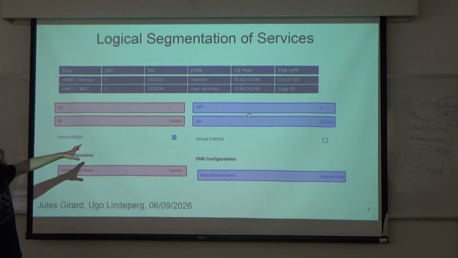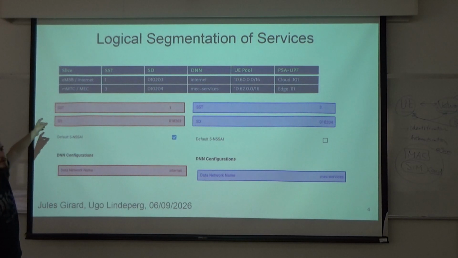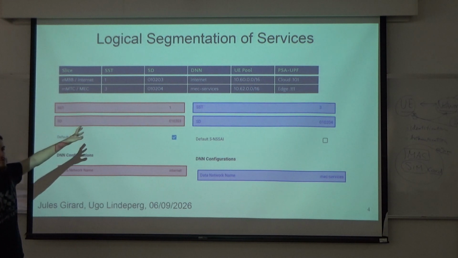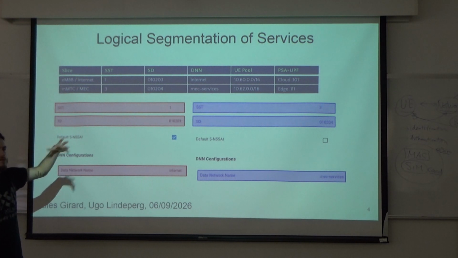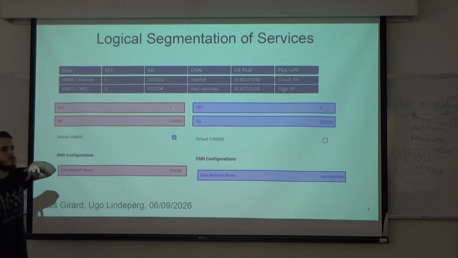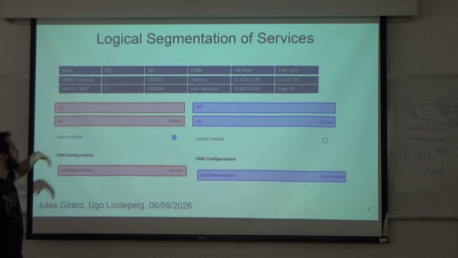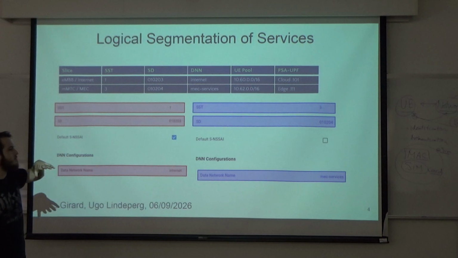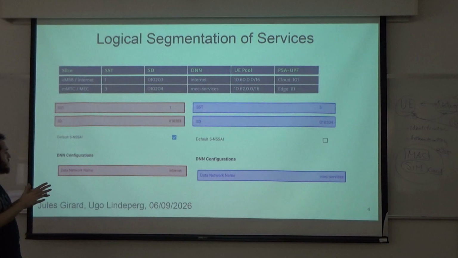So there are the two slices. The first slice is eMBB. It's the slice for the video, so you can have a lot of data on this slice. And the second one is mMTC. It's the slice for the sensors. We separate them because they don't need the same amount of resources, and it's better.